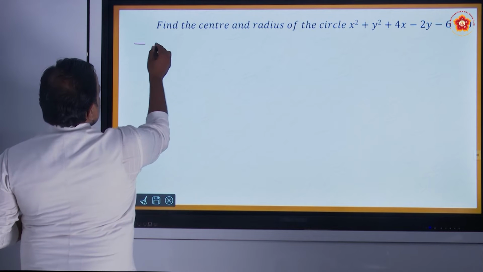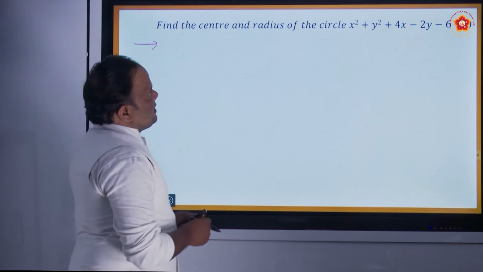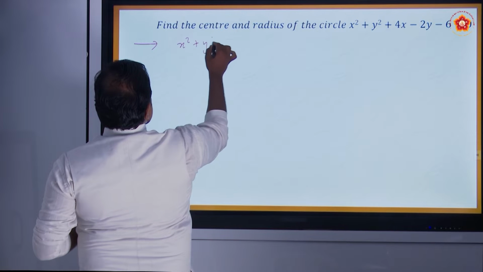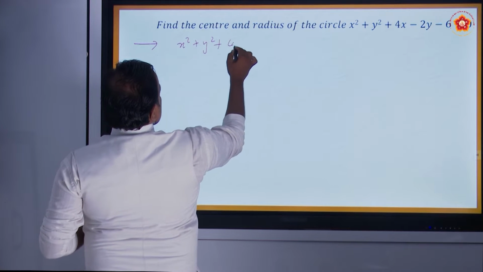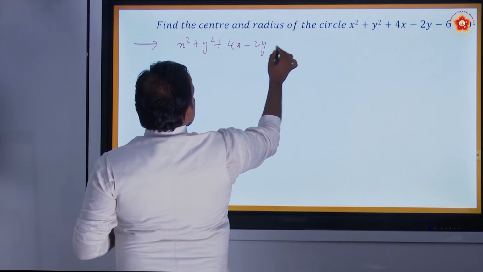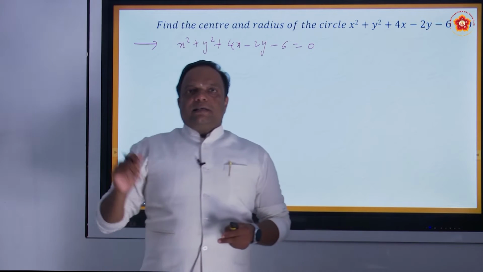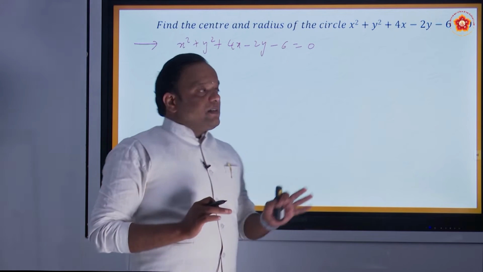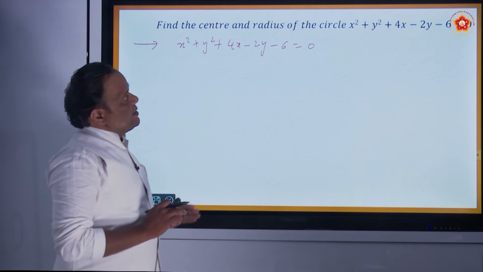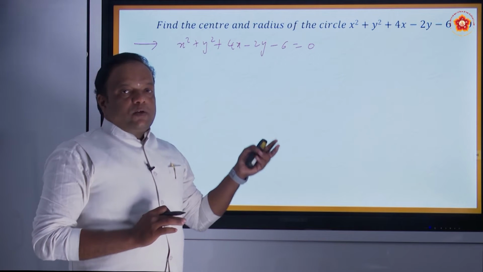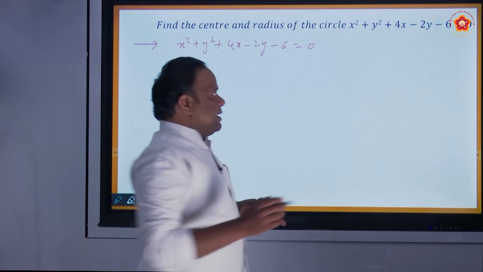So the first question is, find the center and radius of the circle. The circle equation is x square plus y square plus 4x minus 2y minus 6 equal to 0. So what is the center and radius of this circle? This is the question. Here the circle equation is given in the form of a two-variable second degree equation like this.